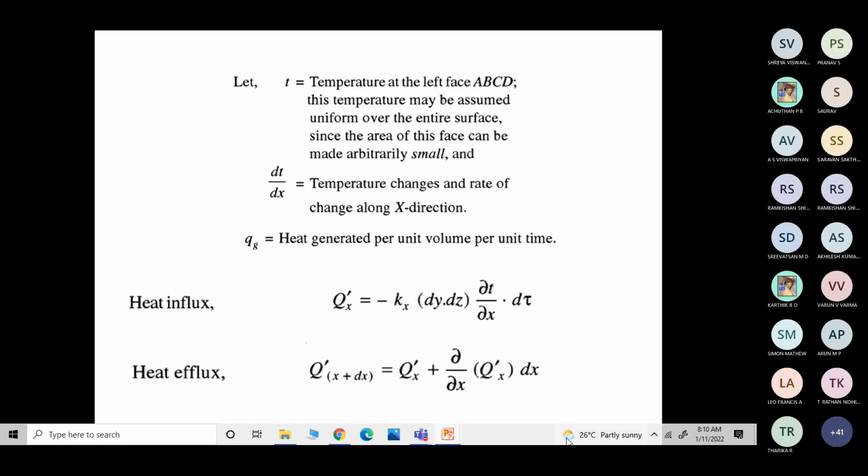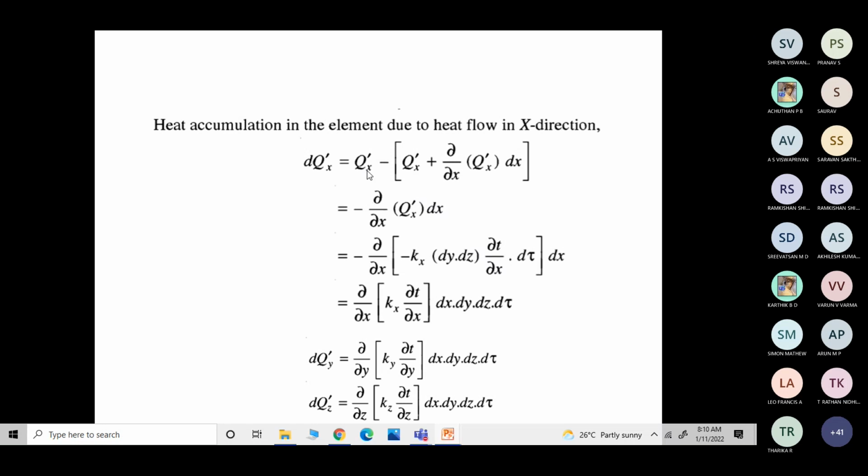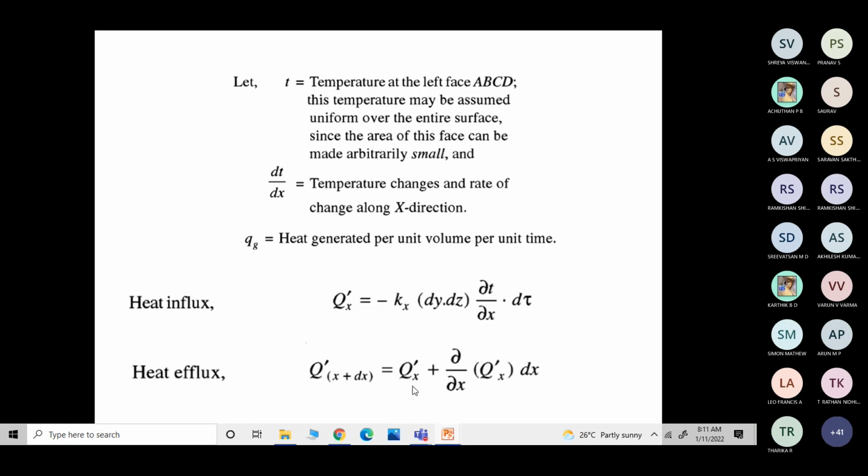Similarly, the heat flux along x plus dx is qx dash plus dou by dou x of qx dash into dx. You can substitute this value of qx dash here, and similarly here. When you substitute the qx dash value, the equation becomes qx dash minus qx dash plus dou by dou x of qx dash into dx.